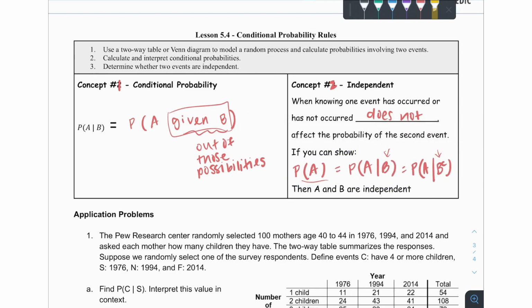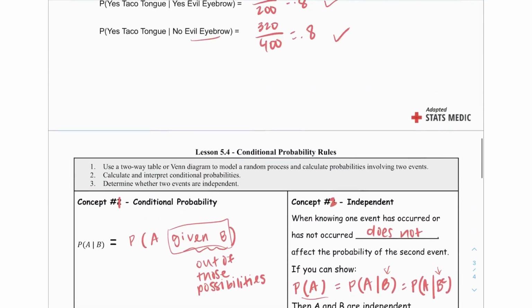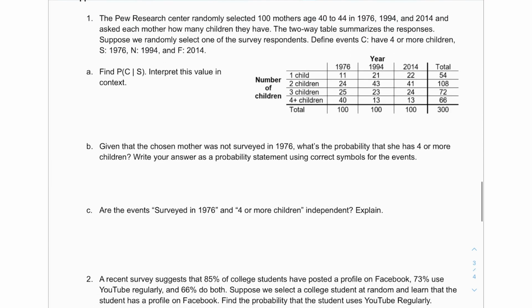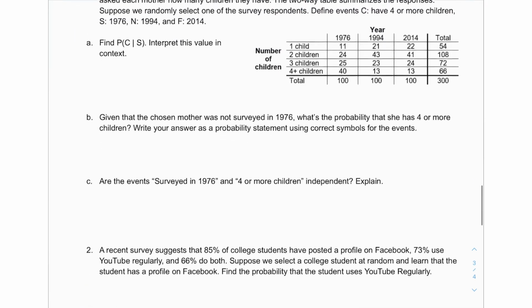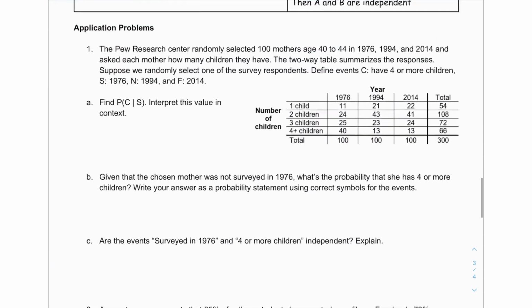So those are our key concepts and some examples. We've got some problems down here. I'm going to post the solutions so you can check your work during our lesson today. And that is what we'll do. And we'll go over this more next class.